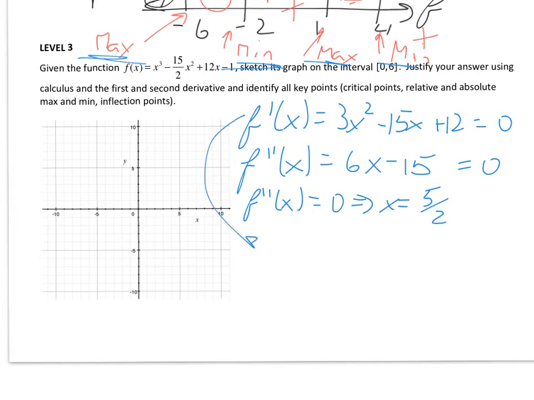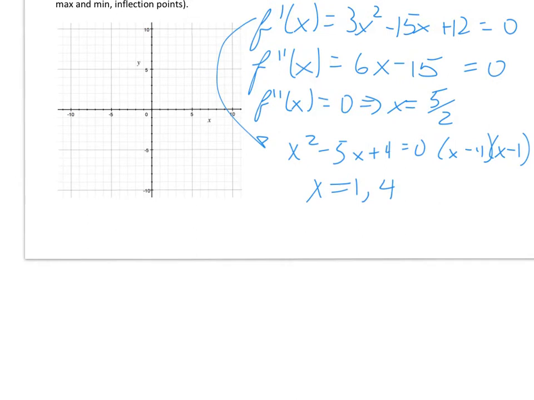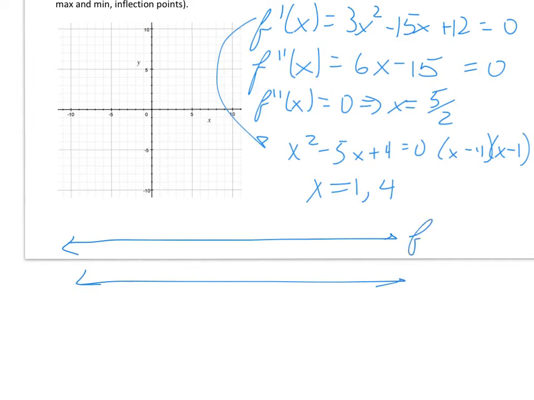And f prime, if I set that equal to 0, I can factor out a 3, and I get x squared minus 5x plus 4 equals 0. So I have x minus 4 times x minus 1 equals 0. So x equals 1 or 4. And now from here, I can go ahead and set up my two number lines for f prime and f double prime respectively. 5 halves I'm going to put right there. 1 and 4 I'll put right there. For f prime, that's 3x squared minus 15x plus 12.